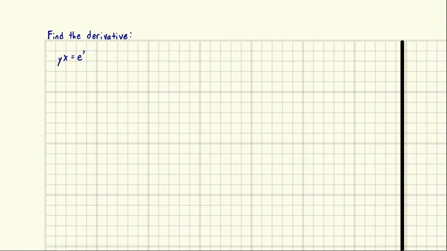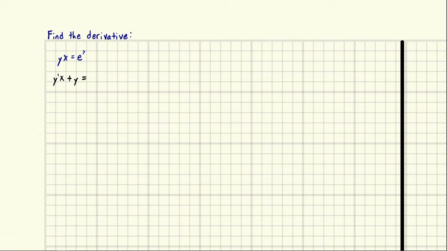So doing the left side first, we see here we've got a y and an x. Those are two functions, because x is a function of y, so we're going to have to use the product rule. So the product rule: derivative of the first, which in this case is just y prime, copy the second, plus the first times the derivative of the second. So the derivative of x is just 1.